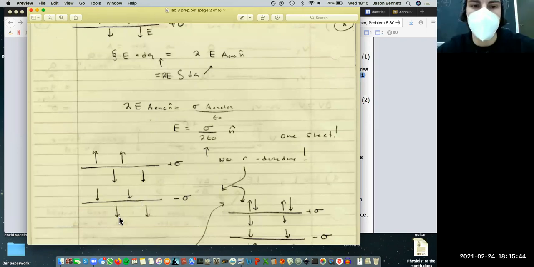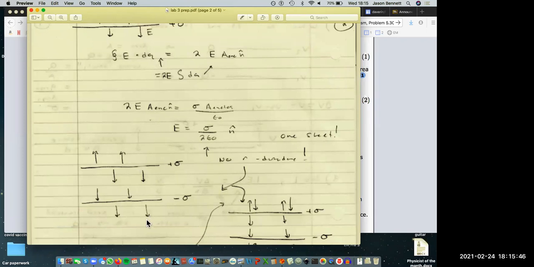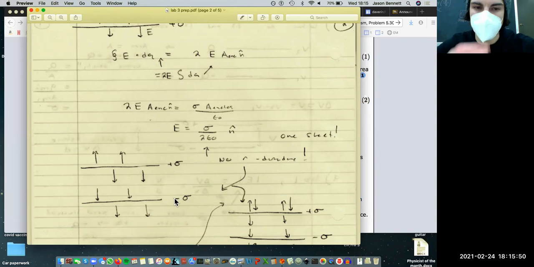These two arrows right here are typos. They're supposed to be pointing up towards the plane, right? Because for a negative charge, the electric fields are pointing towards it, and for a positive charge, the electric fields are pointing away from it. So now let's talk about two plates.